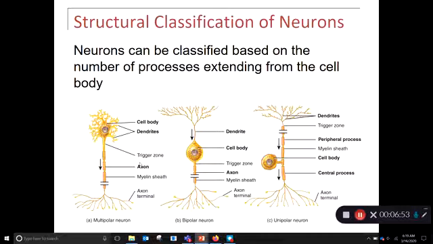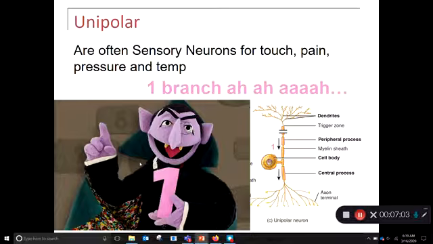Oh well. So there's the structural classification of neurons. You have 3 different types. Let's break them apart really quick. You have the unipolar, and good old count is going to help us out. We have one branch. Literally one branch. There's your cell body, and it branches off once, with the dendrites up here and the axon going down all the way.